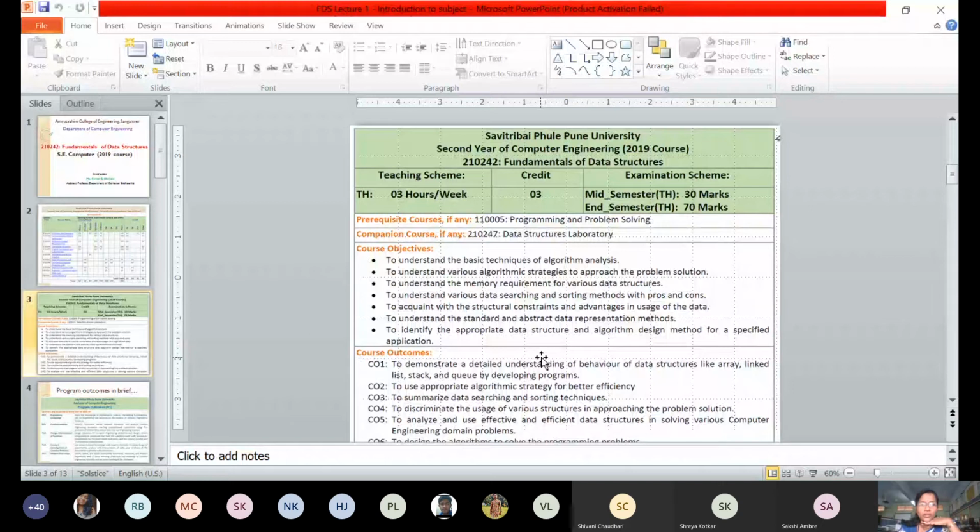Now our fourth objective for the subject is to understand various data searching and sorting methods with pros and cons. So in data structures, there are many searching methods and sorting methods. Now what is searching? Searching is what? Given a list of numbers, you are going to find a specific element. This is called searching.